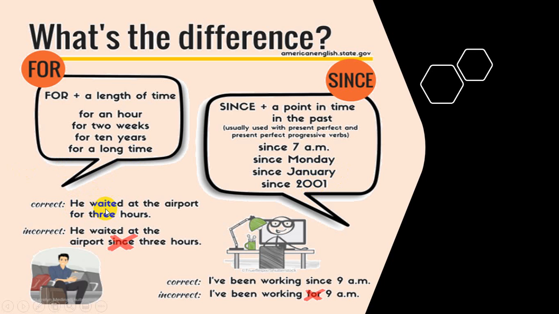For example, he waited at the airport for 3 hours. Hours here, a length of time. So we use for, not since. The next one, I have been working since 9 a.m. 9 a.m., the starting point. So we use since, not for.